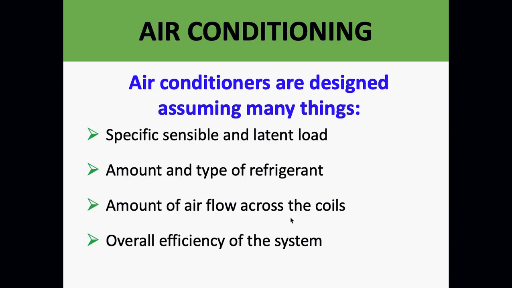Air conditioners are designed with many things in mind. Sensible and latent load. Sensible is heat I can measure. Latent is heat I can't measure, but has to do with the change of state of water. Condensation, humidity. The amount and type of refrigerant. The amount of air that flows across the air conditioning coils. The overall efficiency of the system.